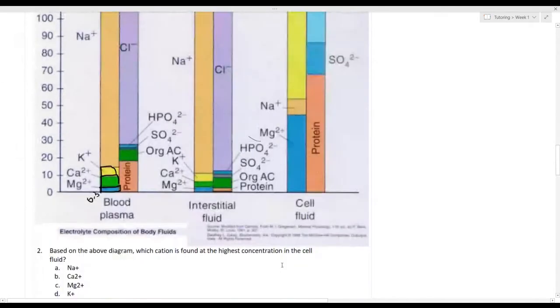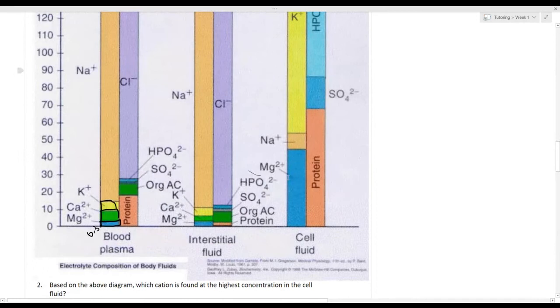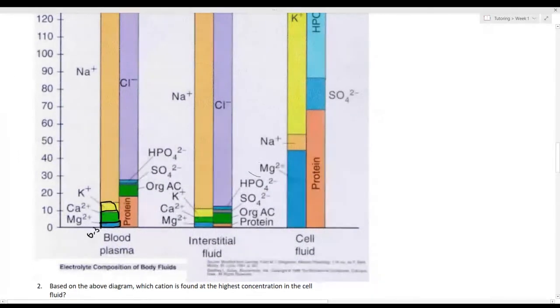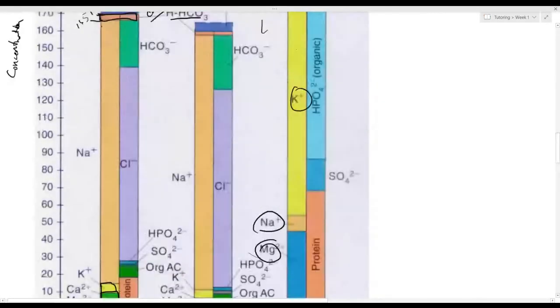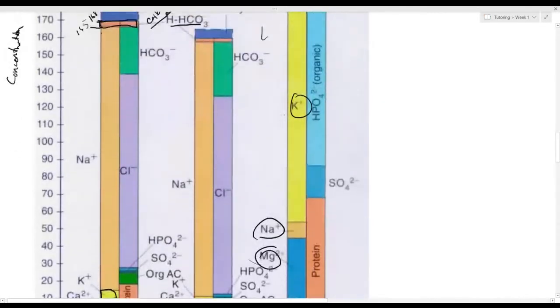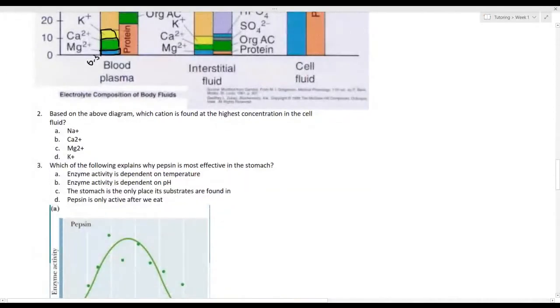Okay. So now let's look at the cell fluid. In this case, we're only comparing cations. So potassium, magnesium, calcium, and sodium. So magnesium in the cell fluid is right here. Then sodium, potassium, and I don't actually see calcium. So the answer to this one would be potassium.